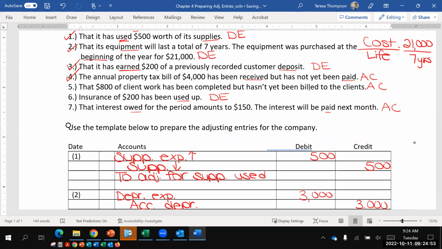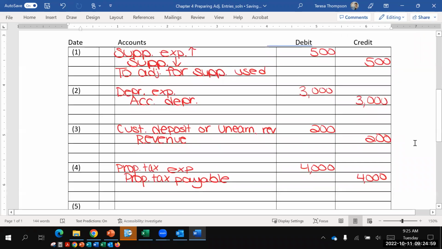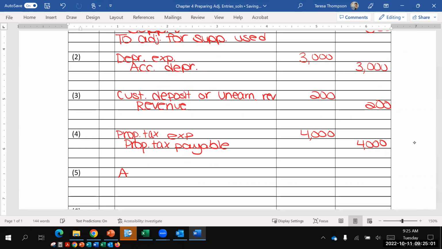$800 of client work has been completed. That is going to be earned revenue, not yet billed. So let's go ahead and bill it or show it as a receivable. Okay.